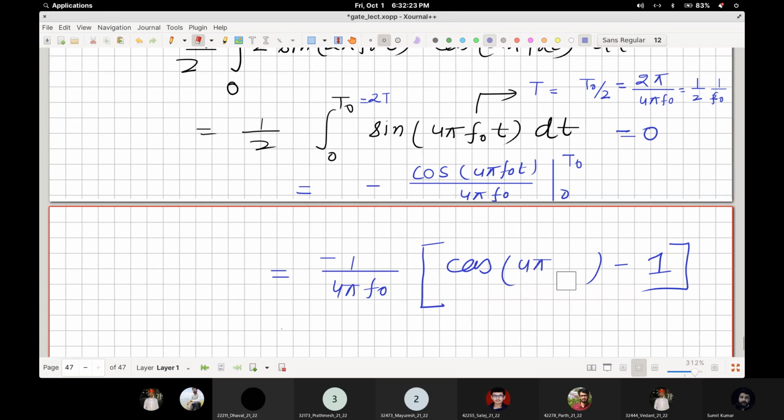Let me just remove this. Cos of 4 pi will be equal to 1, right? So this is basically minus 1 upon 4 pi f naught. And then you are doing 1 minus 1 and that will be equal to 0. Right?